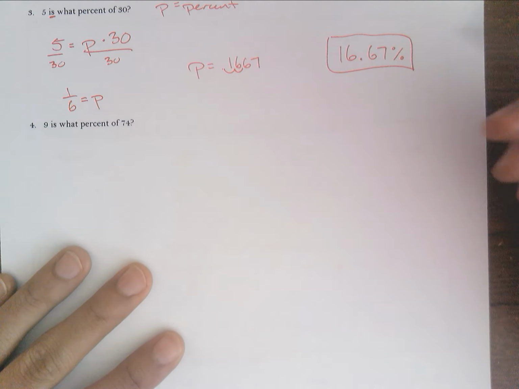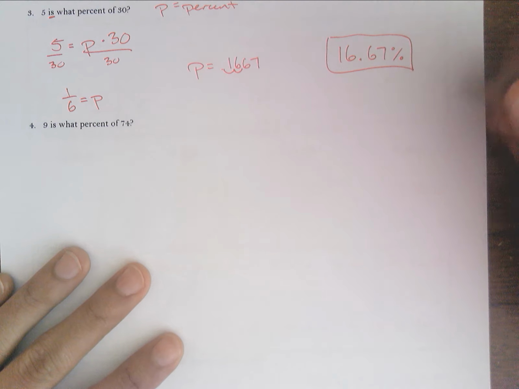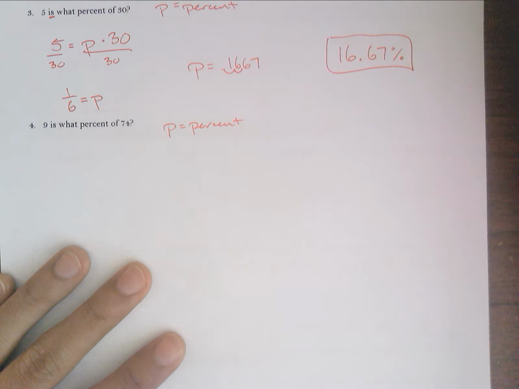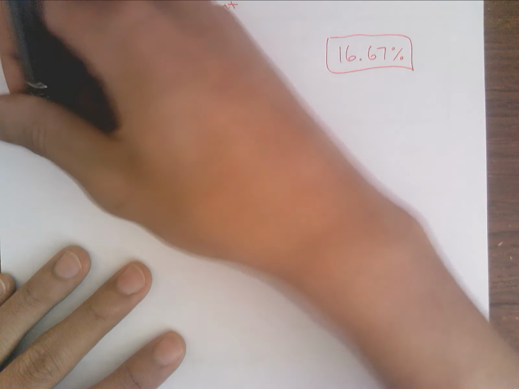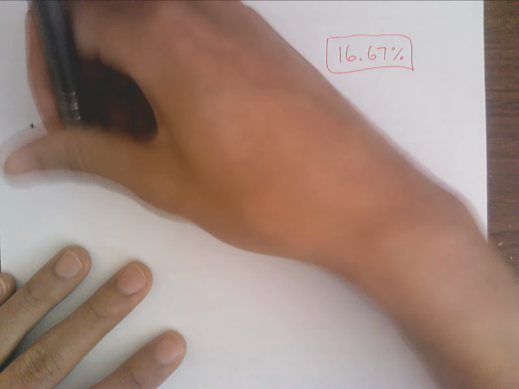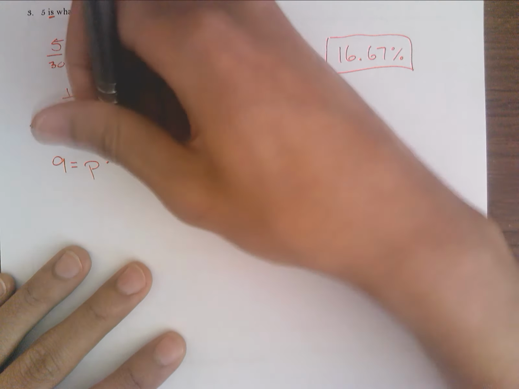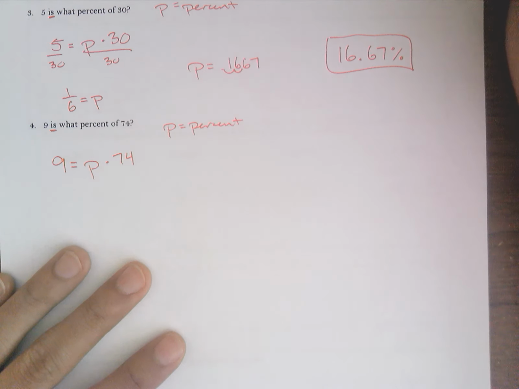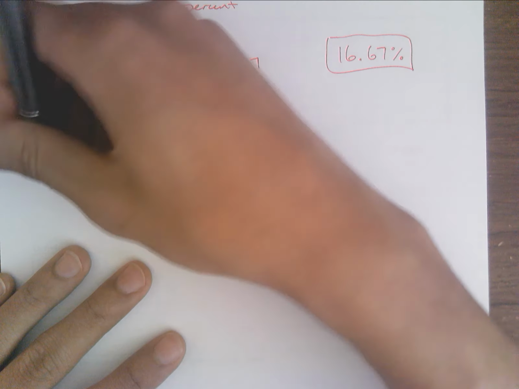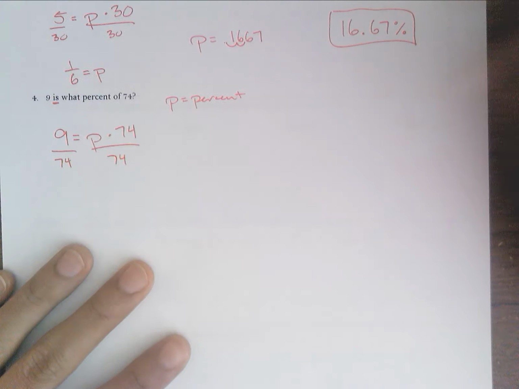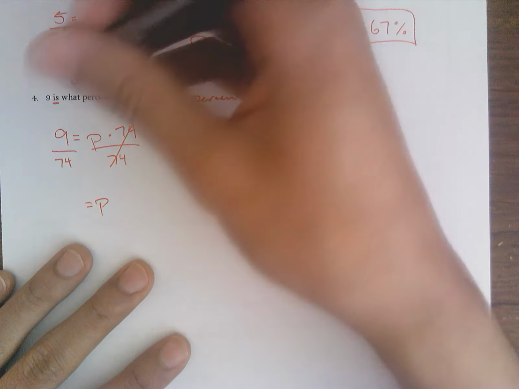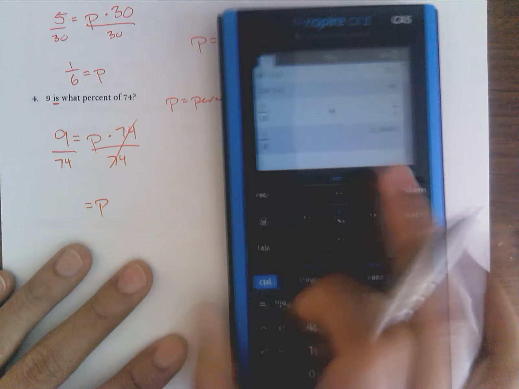Let's try one more. So again, we have 9 is what percent. Let's define our variable. We're going to say p is our percent again. So 9 equals what percent p of 74. So times 74. To solve for p, to get rid of that times 74, we divide by 74. And so then we have p by itself is 9/74.